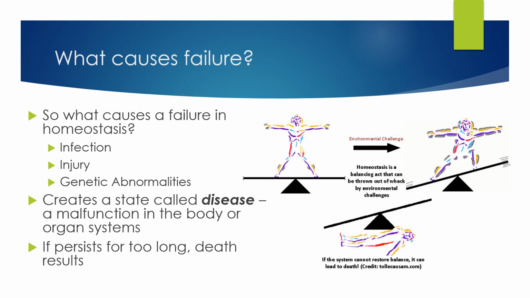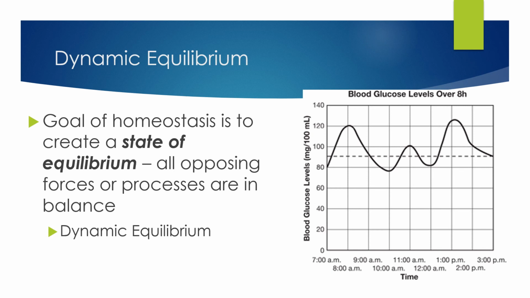Now, if you cannot fix the problem, if the damage to your brain was too severe, if the infection is too overwhelming, you may not be able to ever come back to a state of homeostasis. And in that case, you end up with death. So prolonged failure of homeostasis leads to death. Now, like I said, remember, homeostasis is a state of dynamic equilibrium. We're not always right at 98.6 degrees. We are hovering around that set point, constantly fixing it to make sure that our bodies are working at optimal levels.